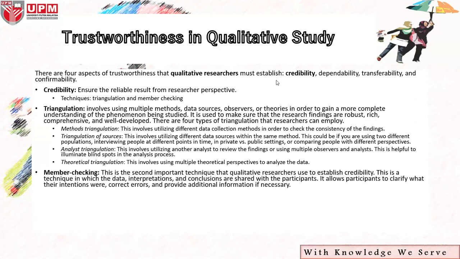Okay, what is credibility? Credibility is any way that you use to ensure reliable results from the researcher's perspective. You need to make sure that the presented data that you have are credible or reliable. The techniques that you can use, the first one is triangulation, and member checking. This is the first one, credibility. We make sure the data that we have, the results that we presented, are reliable from the perspective of the researcher. Okay, our data can be trusted. So how do we ensure our findings are reliable, are credible?